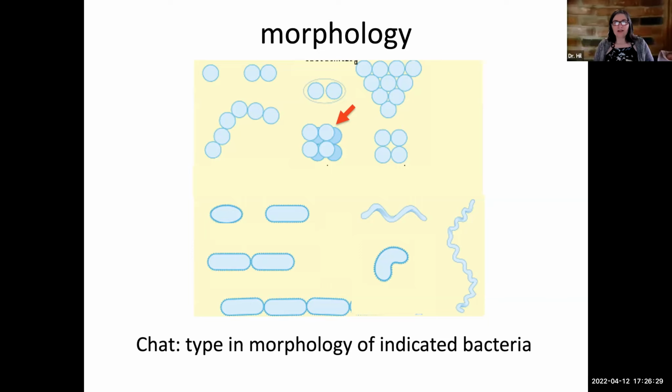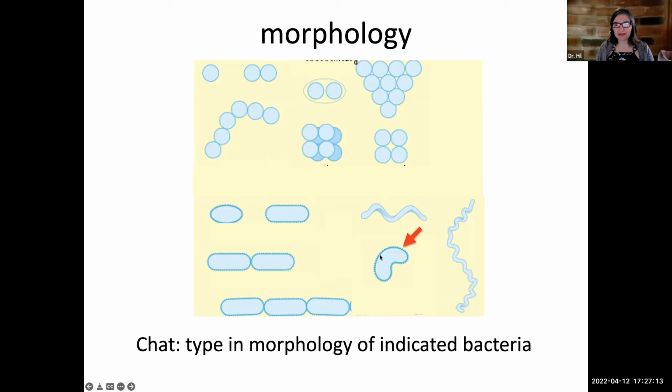Good. That's right. These are round, spherical. We might call them cocci, right? What about these guys? Yeah, I haven't lost my mind. I'm just making a point. These are also cocci. Their arrangement is different, but they both have the same morphology. Okay, what's the morphology of these cells? Right. Correct. These are rod-shaped, also known as bacilli or bacillus.